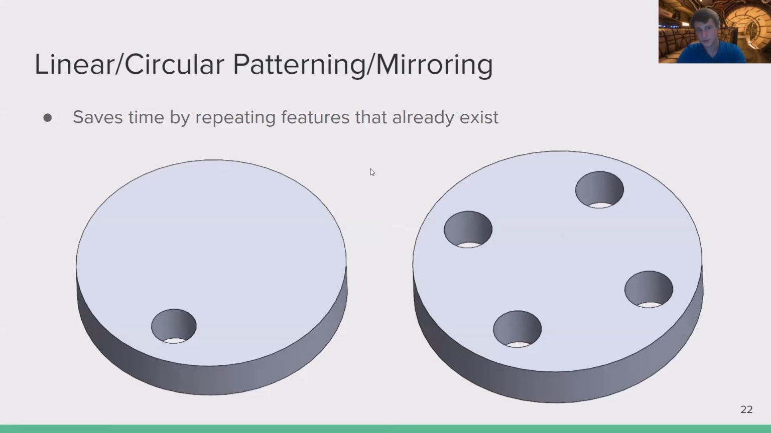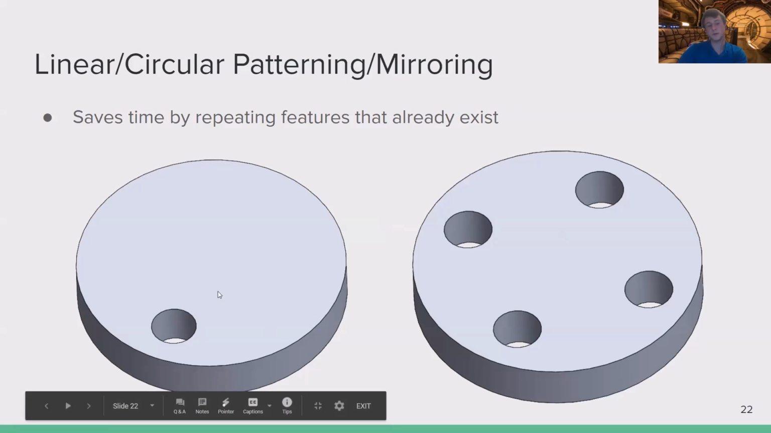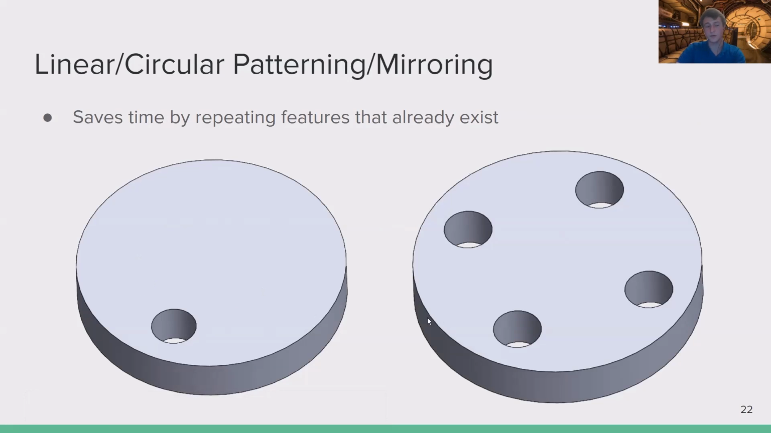Another thing that we use all the time is patterning and mirroring. This saves time by repeating features that already exist in your part. So let's say I've got this disc and I've got a hole through it. If I want to repeat this hole around, I don't have to separately do 4 extrudes or do 4 extrudes in my one sketch. I can make this one feature and then tell SolidWorks I would like to repeat this 4 times around, or let's say that this wasn't a circular part. I could also mirror it using a plane that's in the center of the 2 features that I want to create, and it'll still save you a lot of time.